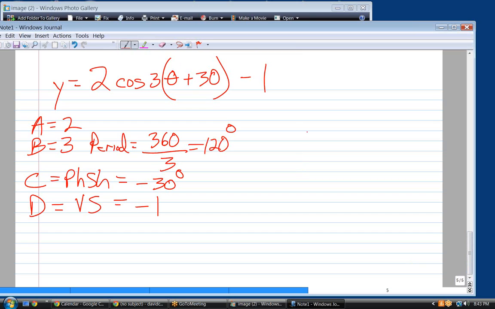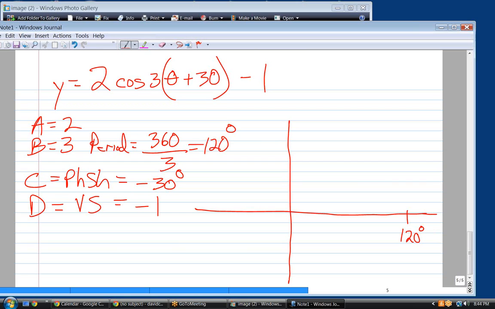So I'm going to graph it over here. And since my period is 120 degrees, I'm going to put that point right there. I know I don't need to go further right than that. Actually, I might. Nah, I won't. I only have to graph 4 points.